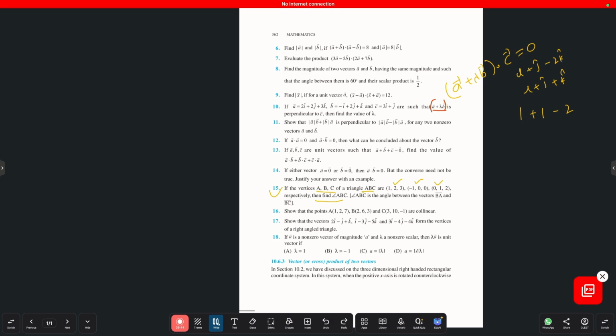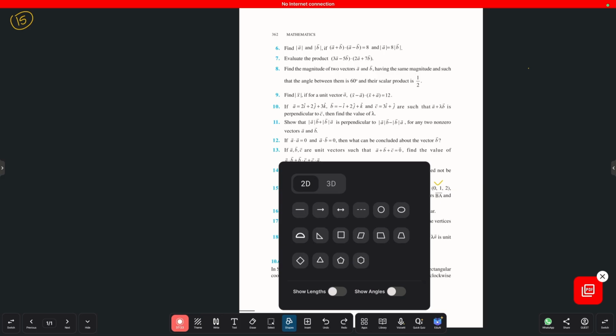Find the angle ABC. In general, whatever is in the middle, if I say I need angle AOC, it means I am talking about angle O. Correct? Whatever is in the middle, that is the angle. Okay, so I will make the triangle here first, then you can see.